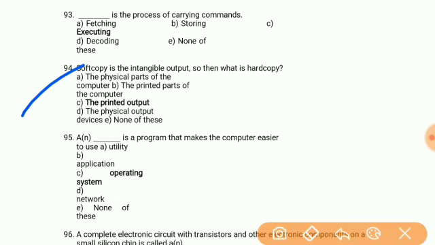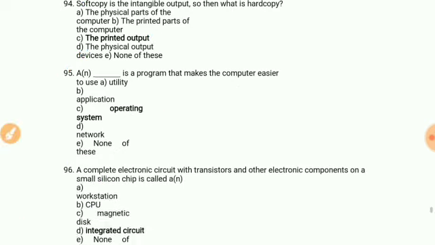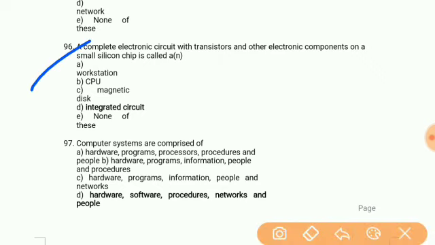Then soft copy is the intangible output. So what is hard copy? The printed output. Soft copy we cannot touch, but hard copy we can, that is the printed output. Then an operating system is a program that makes the computer easier to use. Then a complete electronic circuit with transistors and other electronic components on a small silicon chip is called an integrated circuit.